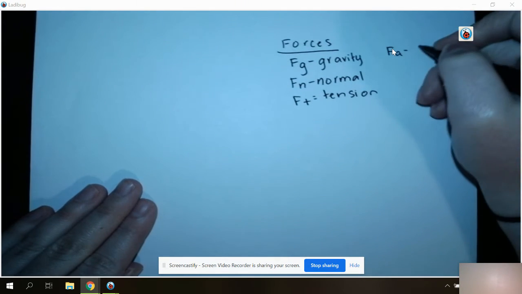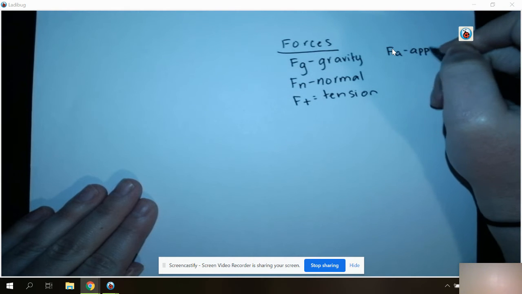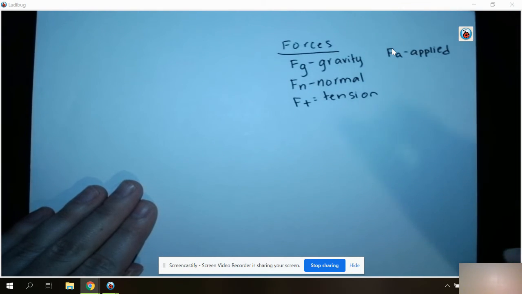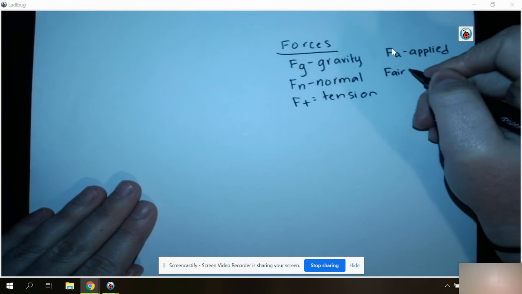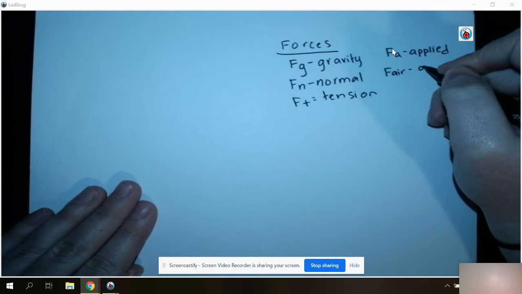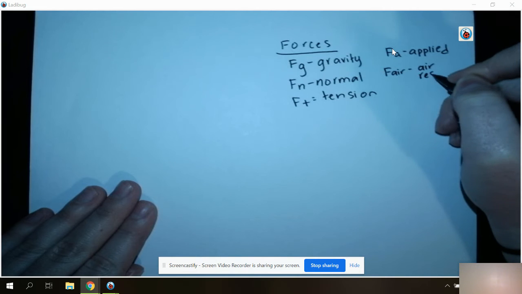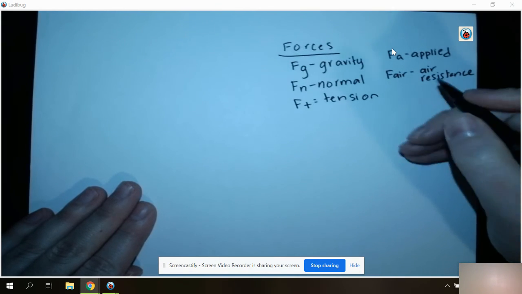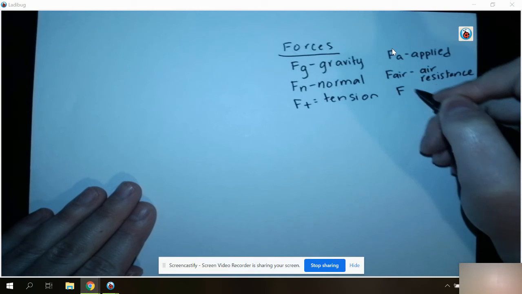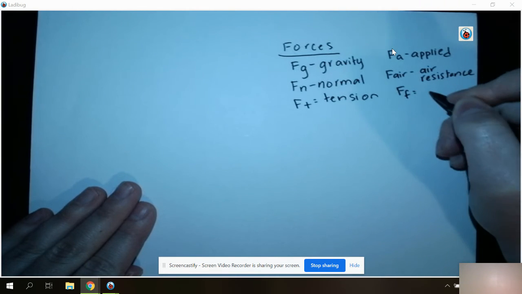Fa stands for applied. And finally, F air is going to stand for air resistance. And I know I just said finally, but I was just kidding. We've got one more. F of little f equals friction.